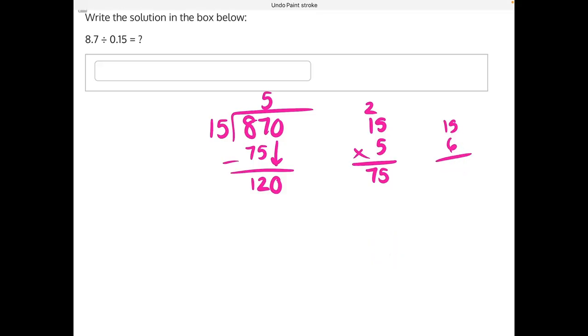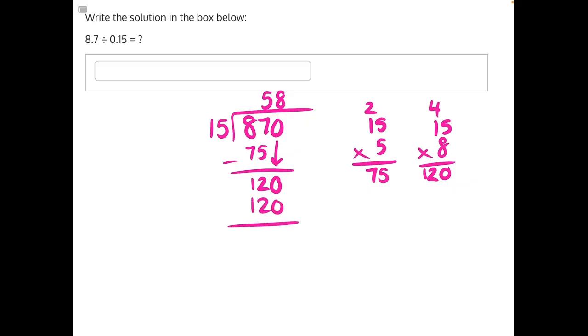Let's try it out. 15 times 8. 8 times 5 is 40, carry the 4. 8 times 1 is 8, plus 4 is 12. Yes, so we've got 8 times 15 is 120, evenly with no remainder, making 58 our correct answer.